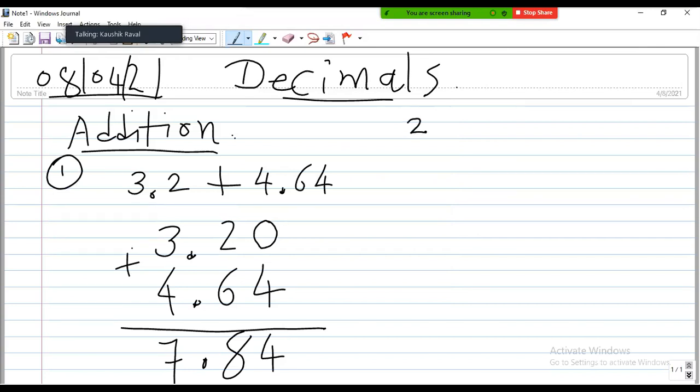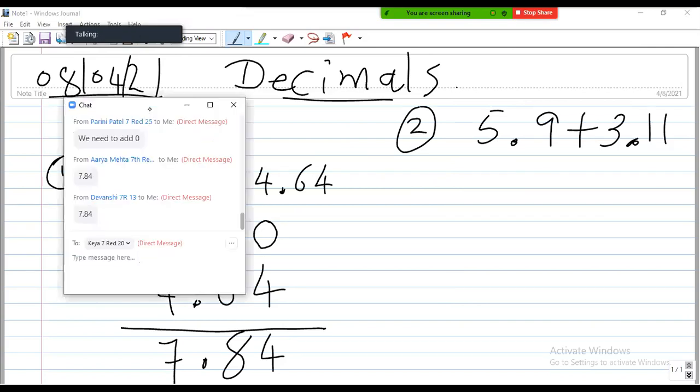So second example, you will do it on your own. 5.9 plus 3.11. Solve it. Come on. Solve this example and submit your answers in the chat box.